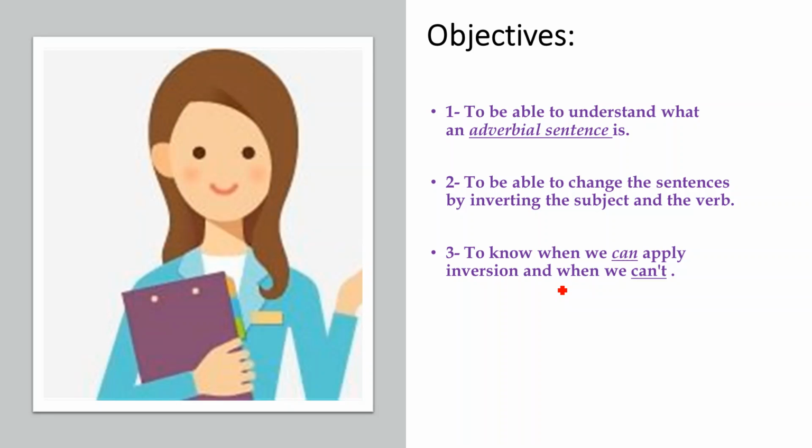Now, what are the objectives of this lesson? They are: number one, to be able to understand what an adverbial sentence is. Number two, to be able to change the sentences by inverting the subject and the verb. Number three, to know when we can apply inversion and when we can't.